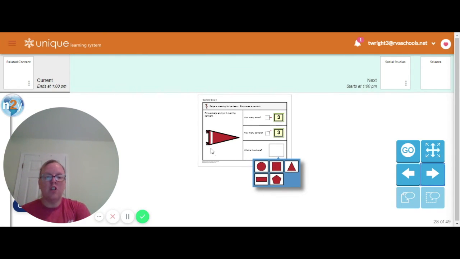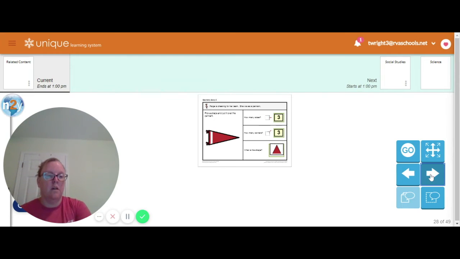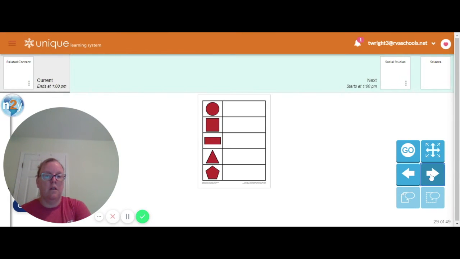All right, what shape is this? Is it a circle, a square, a triangle, a rectangle, or a pentagon? Point to it. Or you can find your shapes on your communication device if you have shapes on it. It's a triangle. Nice job. All right. Circle, square, rectangle, triangle, pentagon.